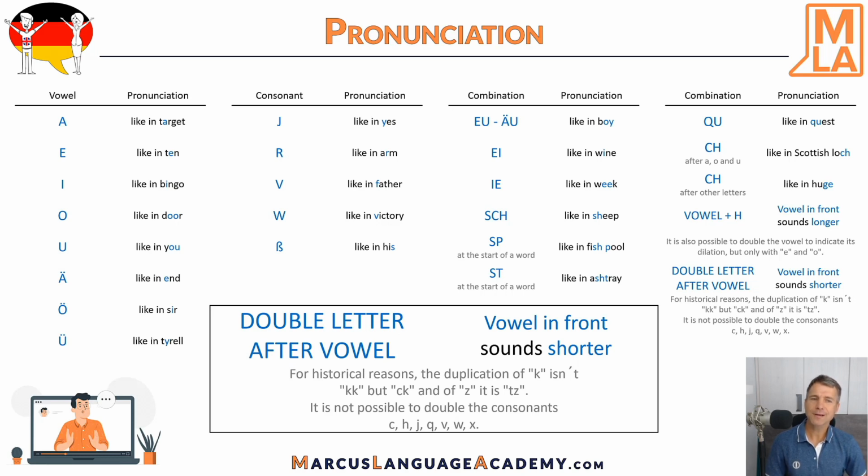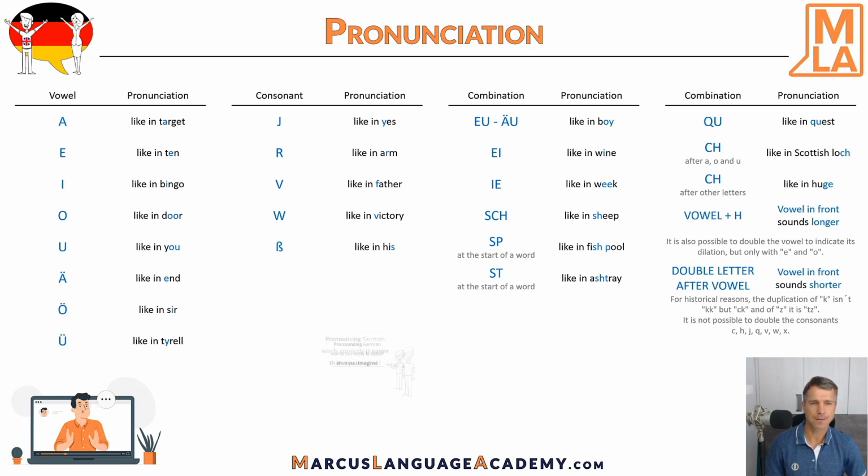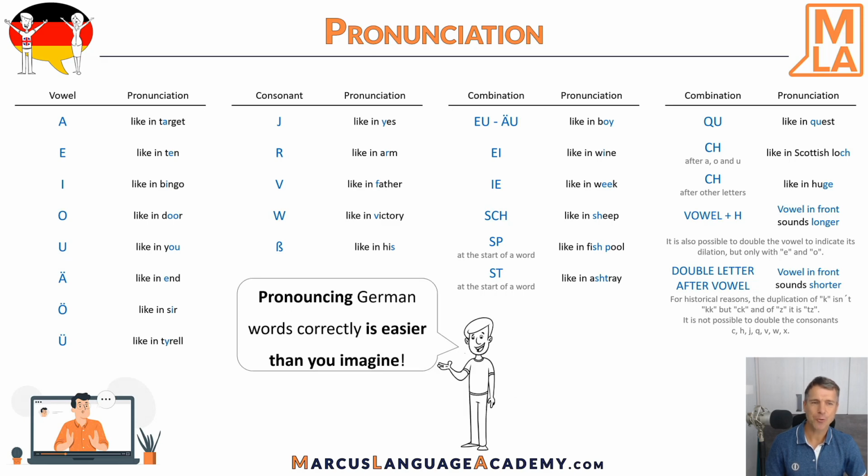For historical reasons, the duplication of K isn't KK, but CK. And of Z, it is TZ. It is not possible to double the consonants C, H, J, Q, V, W, X. Pronouncing German words correctly is easier than you imagine.